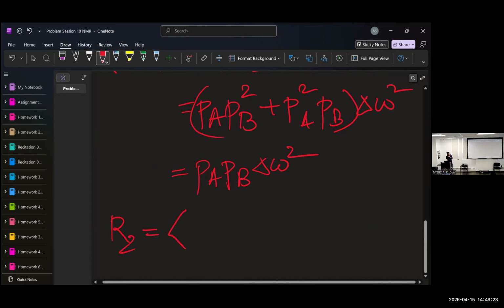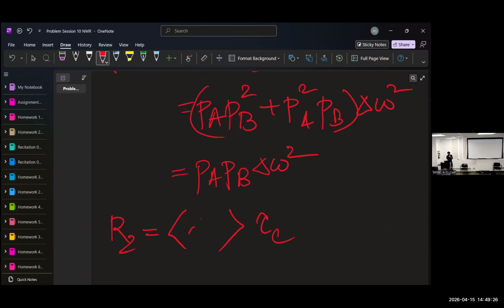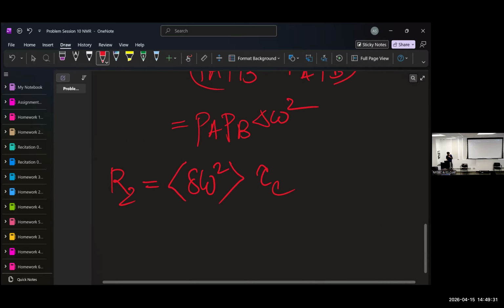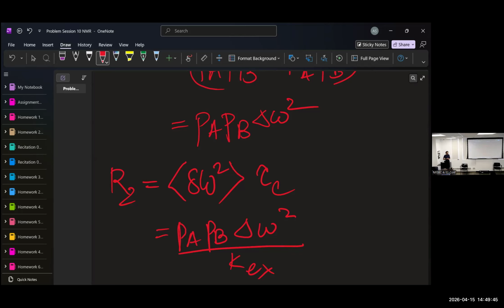R2 we said was variance times correlation time. So you get this very famous result of chemical exchange R2: PA PB delta omega squared over kex. If you are studying chemical exchange in the future, this becomes a very handy expression that you will use again and again, for adiabatic R2 because of chemical exchange. Any questions on this calculation?